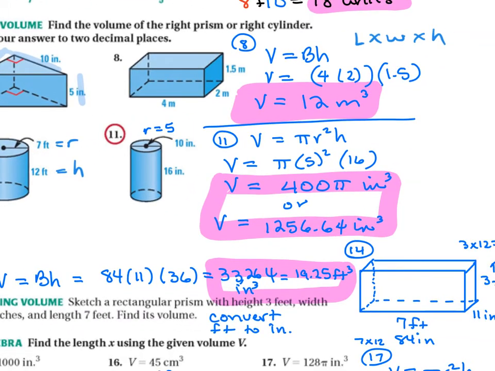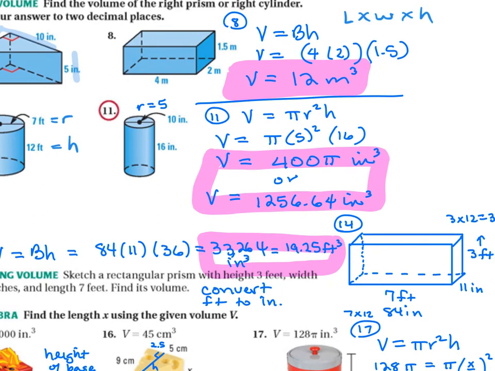Number 11, another cylinder. This time they gave me a diameter. So I had to take this diameter that was a 10, divide it by 2 to make the radius of 5. And then the 16 is the height. So again, pi r squared times height, and you get 400 pi. Or again, if you're using your pi button, you would get 1256.64. And again, inches cubed.